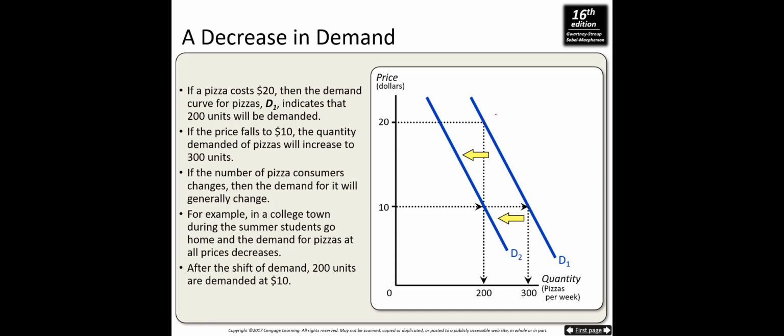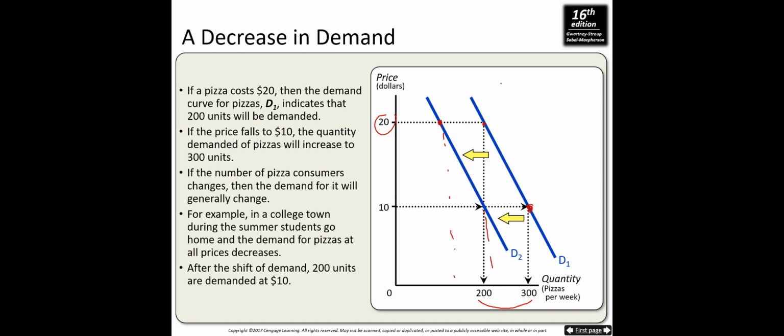So, a decrease in demand. If a pizza costs 20, then the demand curve for pizzas, D1, indicates that 200 units will be demanded at 20. If the price falls to 10, then 300 units will be demanded. Now let's assume that you are in a college town and during the summer students go home, and the demand for pizzas at all prices decreases. So you have fewer buyers at all prices. Now at $20, you see, quantity demanded decreases. At $10, it decreased too, from 300 to 200. So this is the shift of the entire curve to the left.